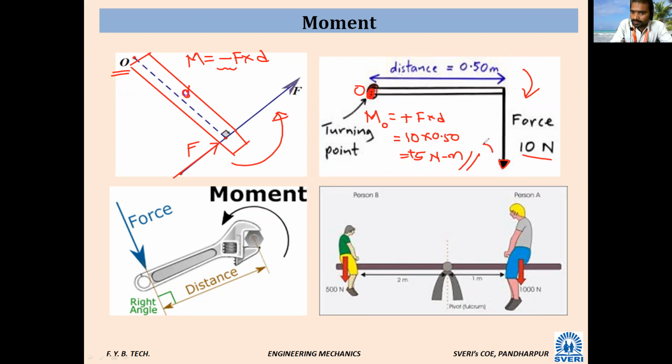Now you can write it like this also. This is moving in clockwise direction. Is it clear, everyone? Moment about O is equal to force into distance, which is 5 Newton meter.